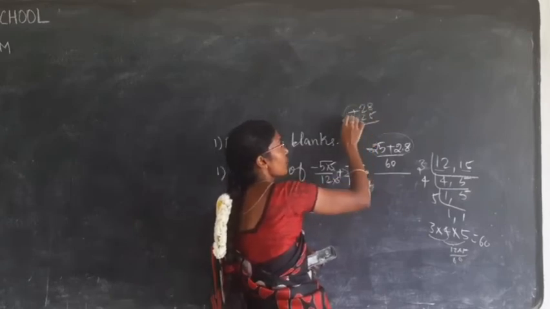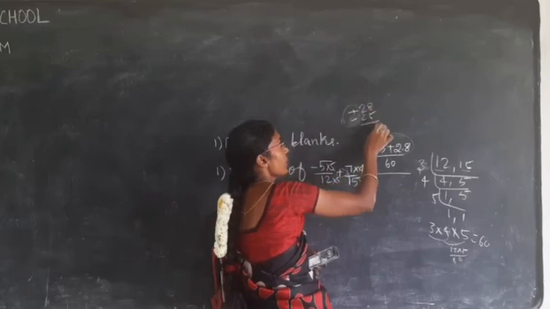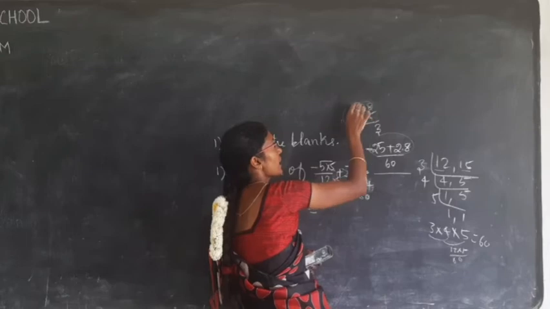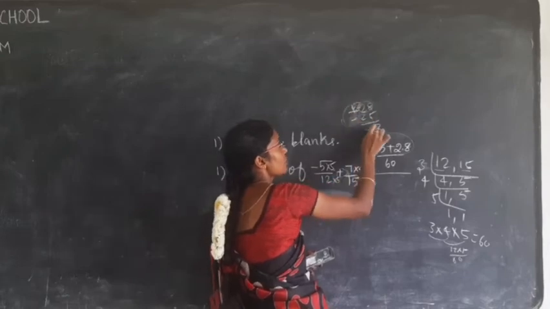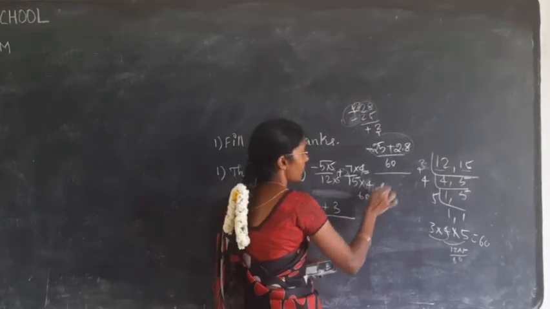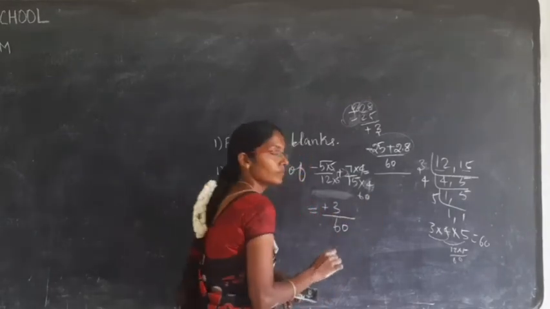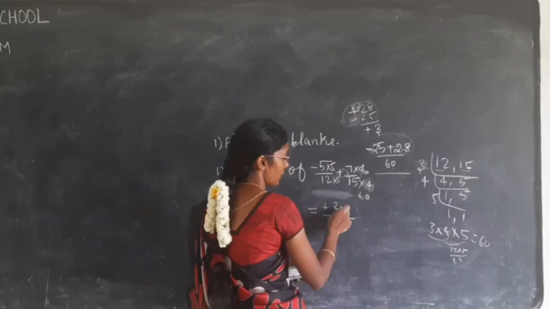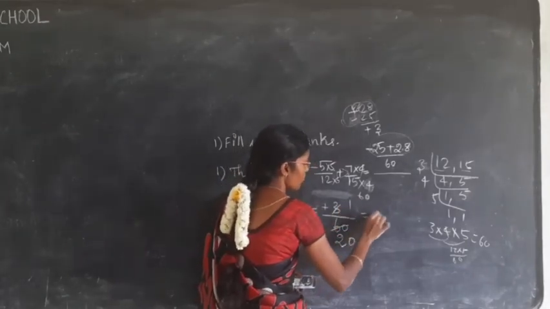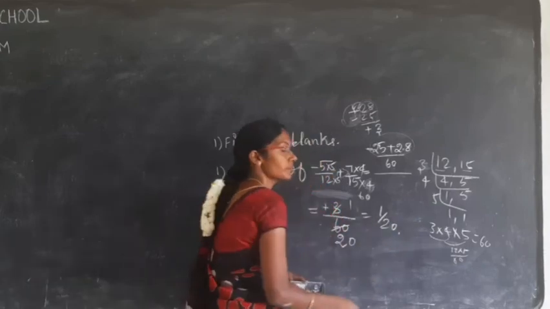So the symbols are differ. So you have to subtract. 8 minus 5, 3. So which is the greater number? 28. So the greater number is plus. So plus 3 divided by 60. So you can also divide further. 1 3 is 3. 2 3s are 6. 0. So the answer is 1 by 20.